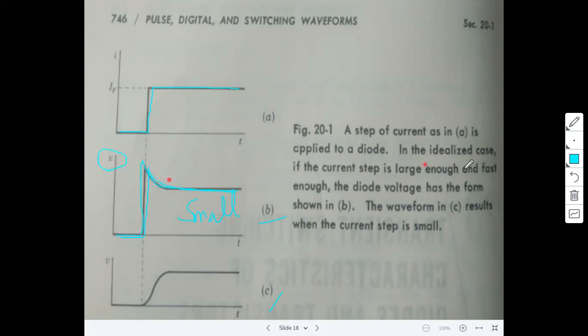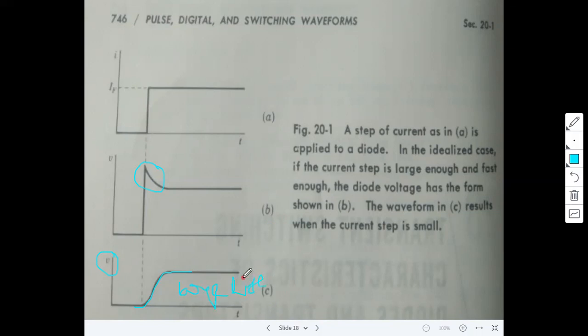There is some overshoot here. Okay, this is due to the overdriven of the diode. Similarly, this type of response is observed at the diode. Okay, it is a large rise time. Rise time should be small.